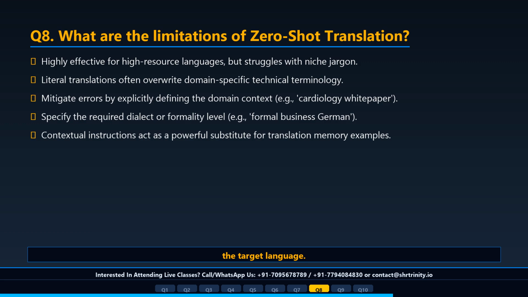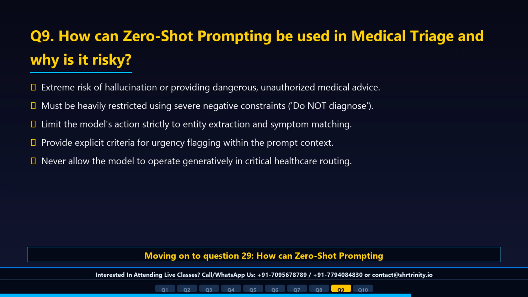To mitigate this in a zero-shot environment, you must provide context. Translate the following text into German. The context is a technical cardiology white paper. Ensure all anatomical and procedural terminology adheres to formal medical German. Context acts as a substitute for examples. Moving on to question 29.